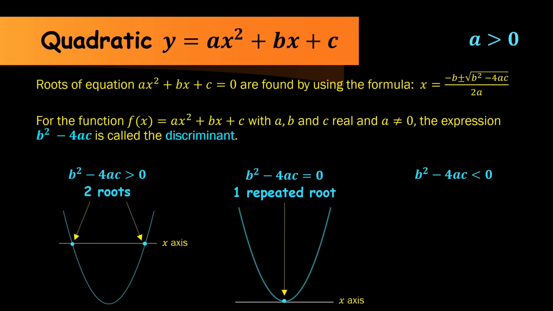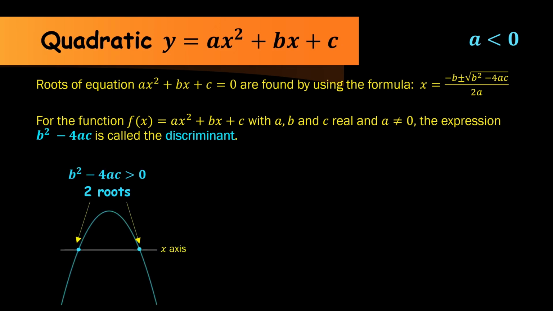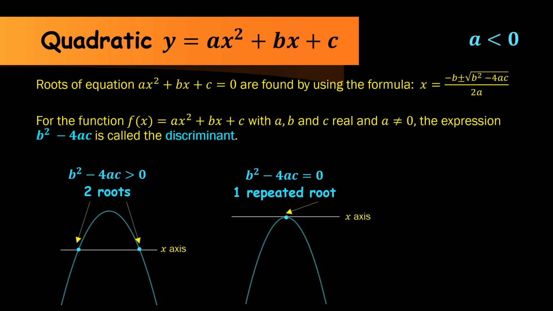The case is similar for a less than 0, except the graph looks upside down, so to speak. So let's have a look. When b squared minus 4ac is greater than 0, we have two roots. And again, when we have b squared minus 4ac equals 0, we have one repeated root. And finally, when b squared minus 4ac is less than 0, we have 0 roots.